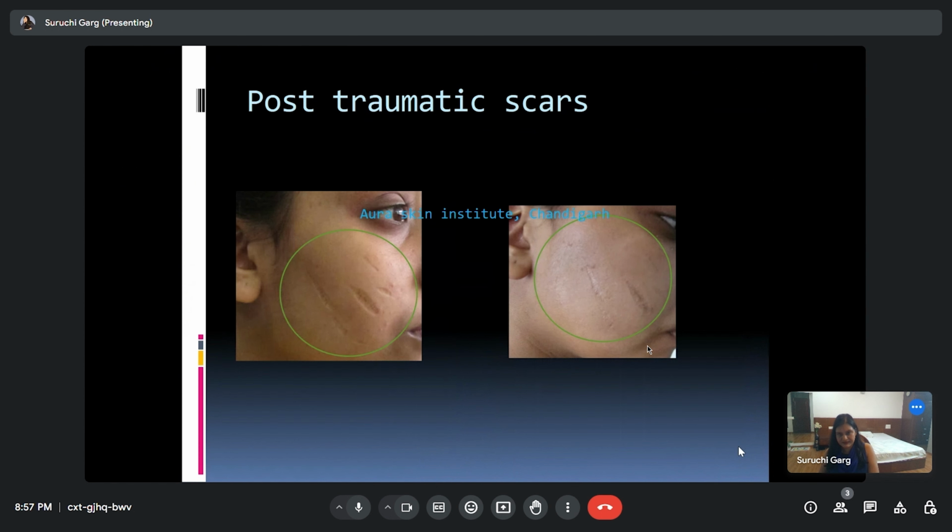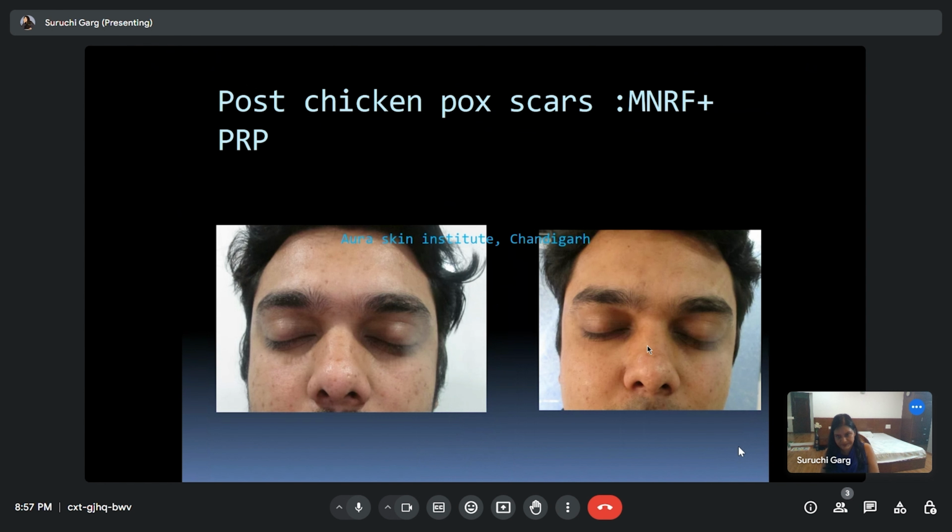This is another case where we have post-traumatic scars. You can see 6 or 7 scars visible in the before photograph, and in the after photograph, again with the same combination, barely two deep scars are visible now, and there is significant reduction in the other scars. This is a case of post-chickenpox scars, and we've done microneedling radiofrequency with PRP, and this is the result after 2 sessions of the combination treatment.